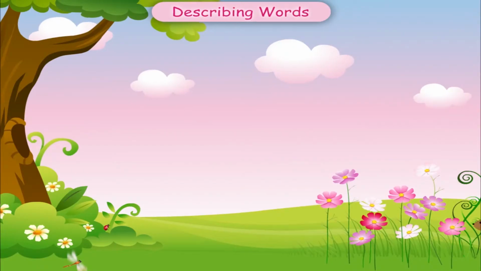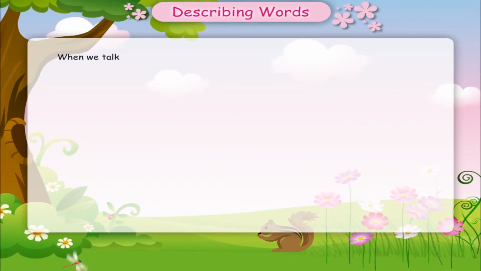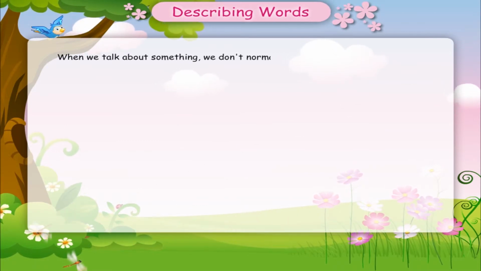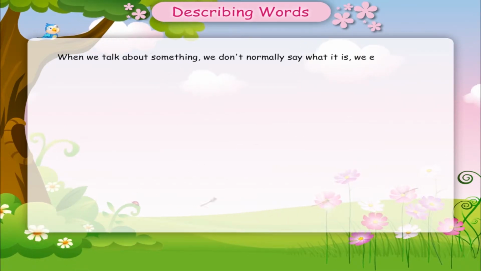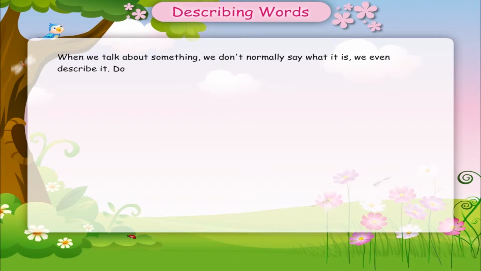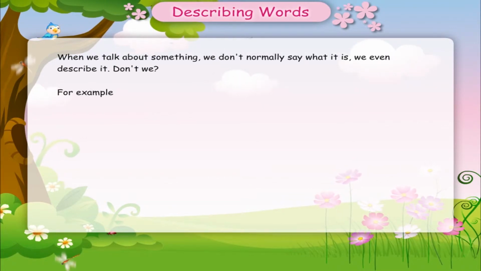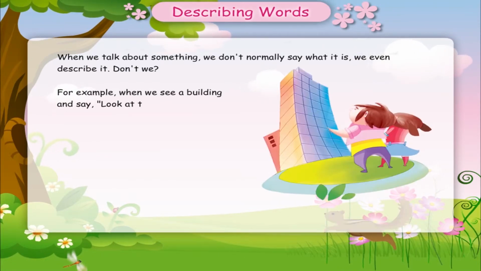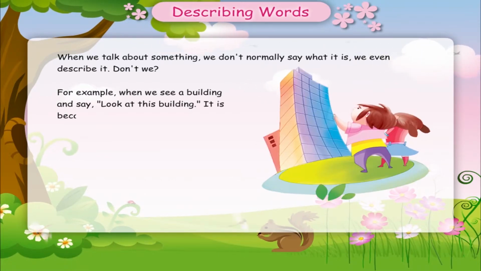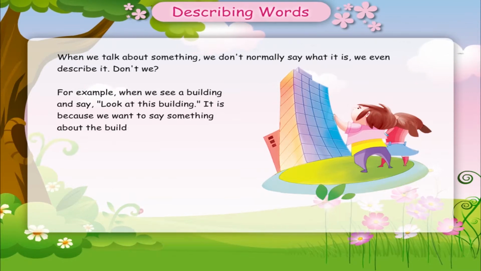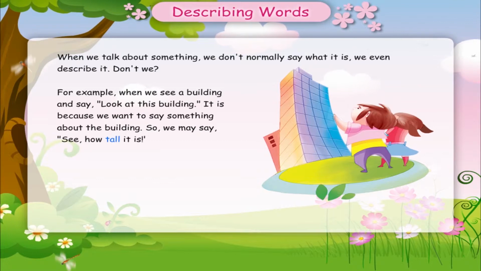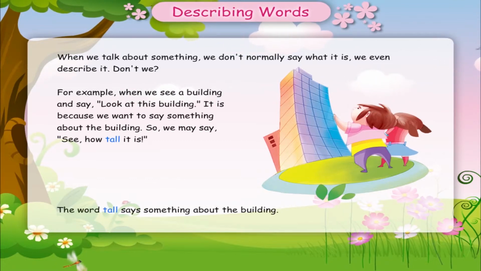Describing words. When we talk about something, we don't normally say what it is. We even describe it, don't we? For example, when we see a building and say, "Look at this building," it is because we want to say something about the building. So we may say, "See how tall it is." The word tall says something about the building. It is a describing word.